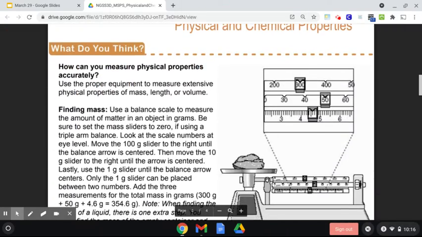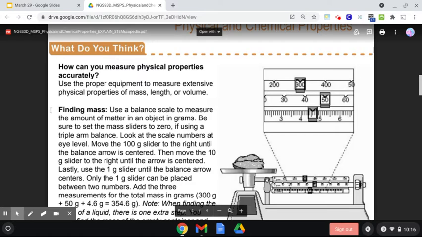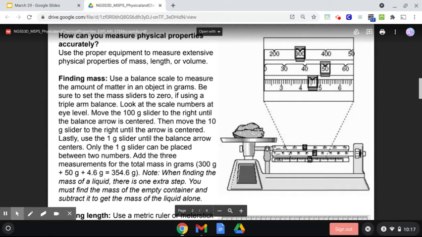What do you think? How can you measure physical properties accurately? Use the proper equipment to measure extensive physical properties of mass, length, or volume. Finding mass. Use a balance scale to measure the amount of mass in an object in grams. Be sure to set the mass sliders to 0 if using a triple arm balance.